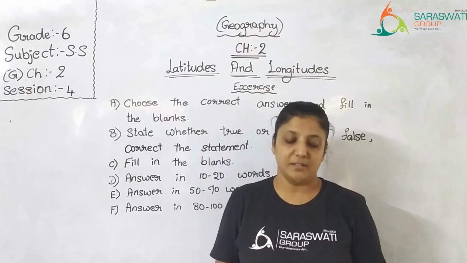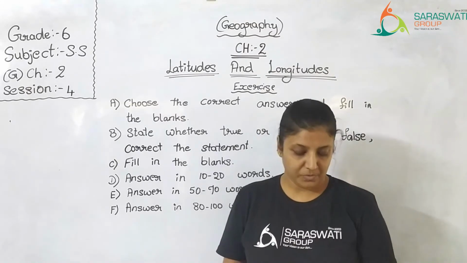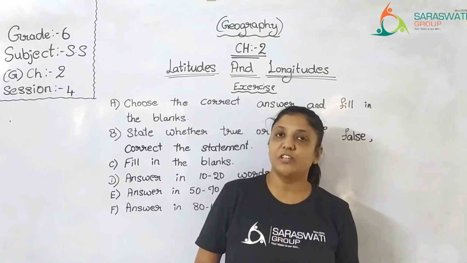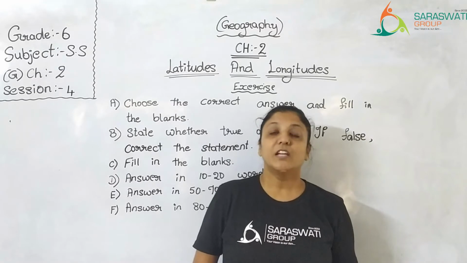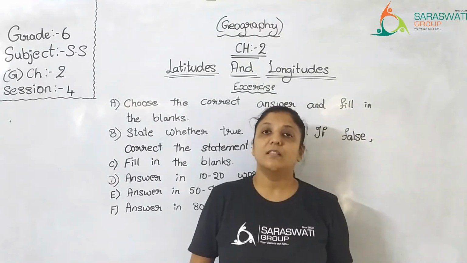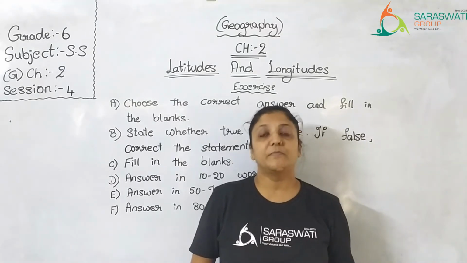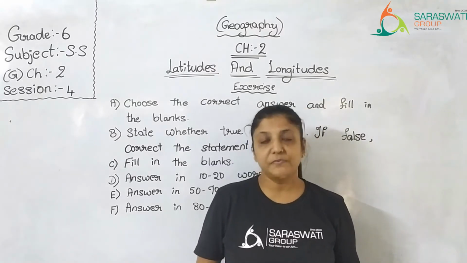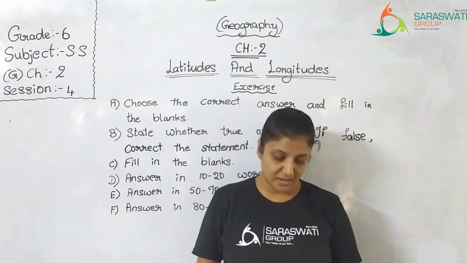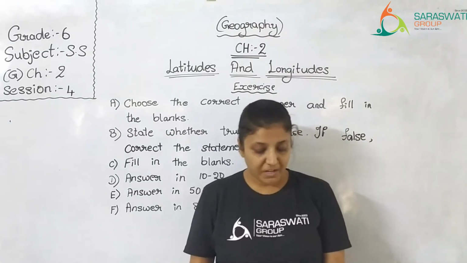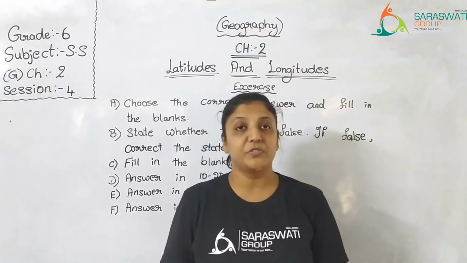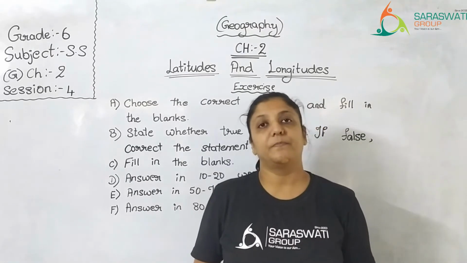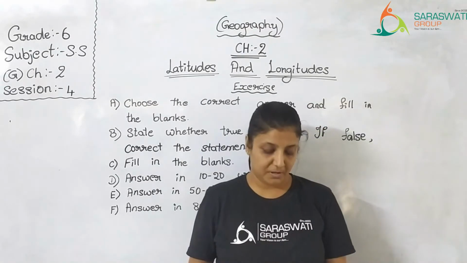What did we learn in this chapter? First thing, the equator divides the earth into two equal halves, that is northern hemisphere and southern hemisphere. Equator is the longest latitude, right? And it passes through the center of the earth and divides earth into two equal halves, that is northern hemisphere and the southern hemisphere. Then the meridian passing through the British Royal Observatory at Greenwich in London is called the prime meridian. It is called the prime meridian.